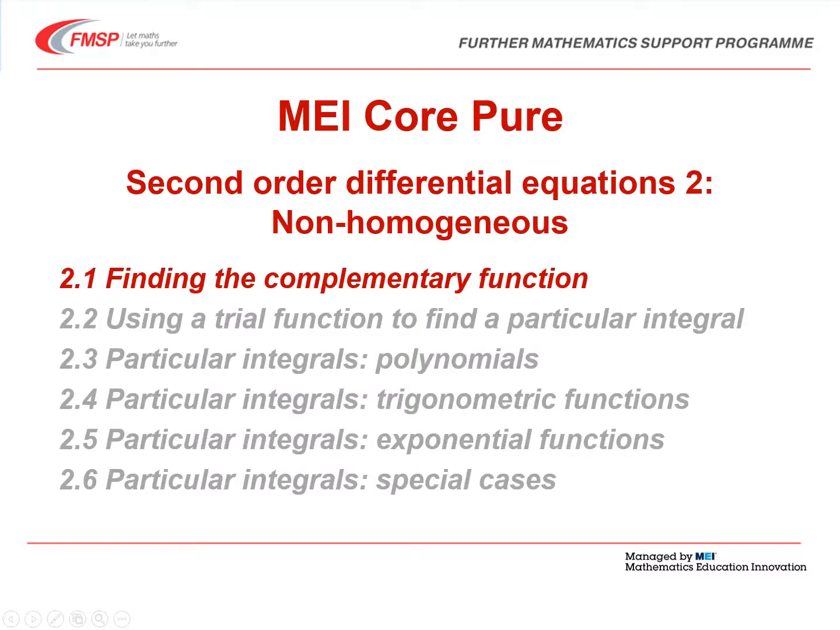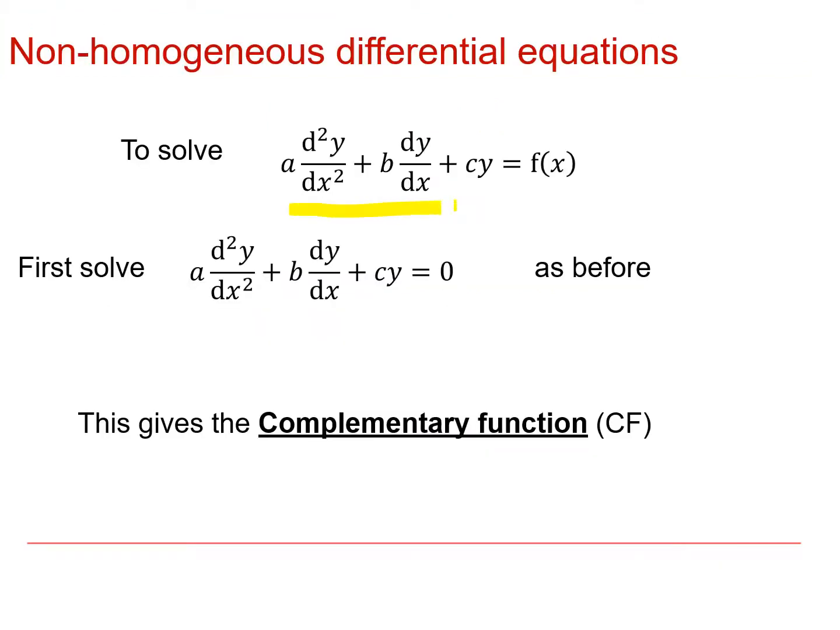This is a video for MEI Core Pure Mathematics, second order differential equations 2, non-homogeneous equations, 2.1, finding the complementary function. So to solve this second order differential equation, which is non-homogeneous if this function on the right hand side is non-zero, we first solve the homogeneous version of that equation. In other words, we put it equal to naught and solve it as we have done before. Its general solution we now call the complementary function because it only forms part of the general solution for this non-homogeneous equation.